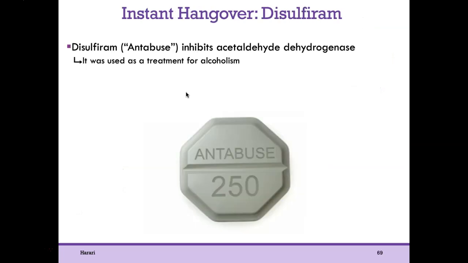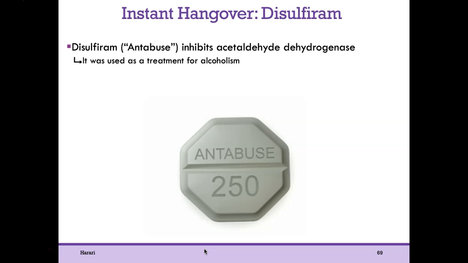Another example that's a little outdated now is called disulfiram. It was marketed as Antabuse, and it inhibits the enzyme acetaldehyde dehydrogenase. This is an enzyme that normally helps us break down alcohol so we don't get hungover. Well, this is an inhibitor, right? So this stops you from breaking down alcohol. This was once used as a treatment for alcoholics.